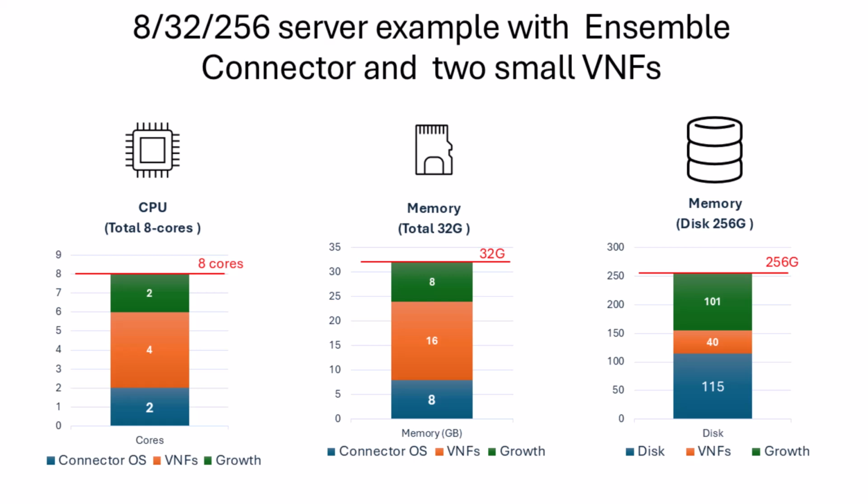So let's say our eval needs to support 2 VNFs. Well, then our consumption looks like this graph. In the yellow shaded portions, you can see we've now added 4 cores, 16 gig of memory, and 40 gig of disk for those 2 VNFs. And you can see by the green portions that we still have some headroom if we need to adjust.